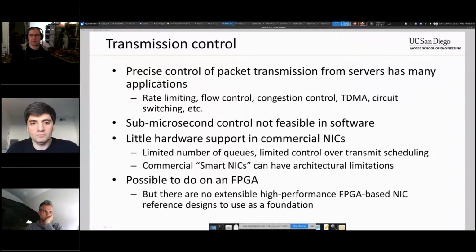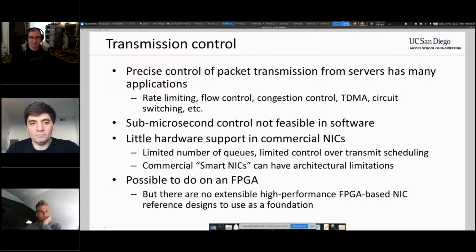We know this kind of stuff is possible to do on an FPGA. I'm not going to say it's trivial, but it's pretty easy to make an FPGA transmit packets on a very fine-grained time scale, with very precise pacing. But we want to build a NIC. We don't want to send synthetic traffic from an FPGA. So we want to start with some sort of FPGA-based reference design that's a NIC that we can build this functionality on top of.